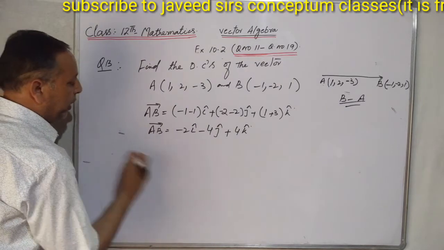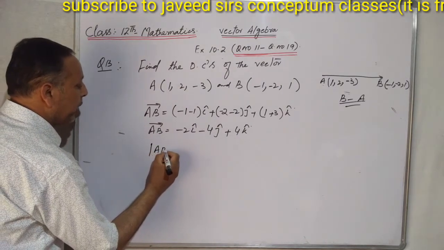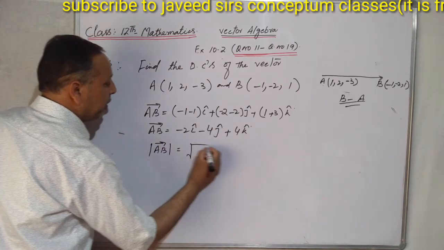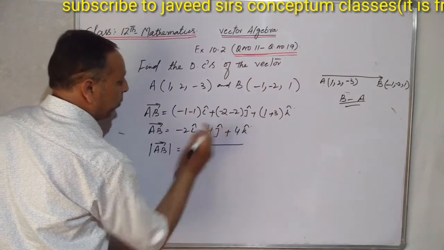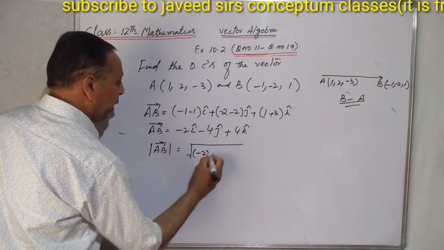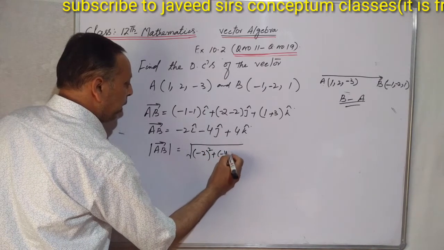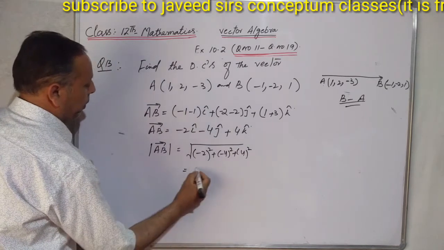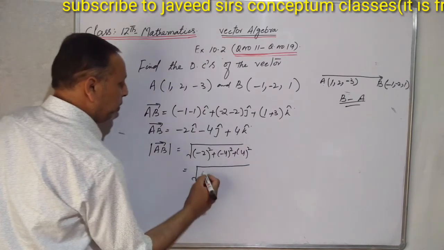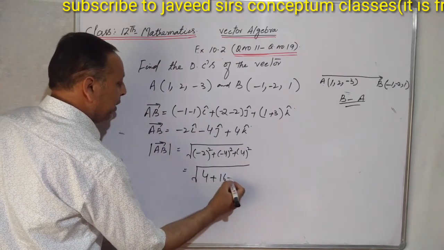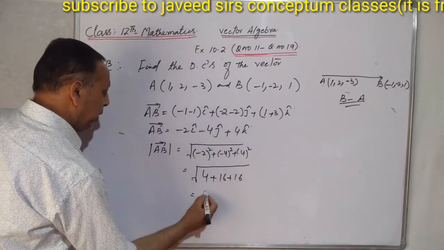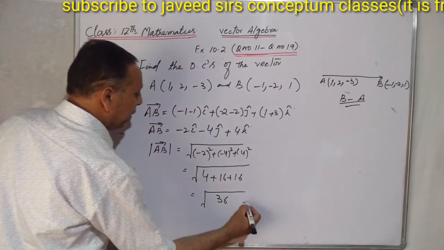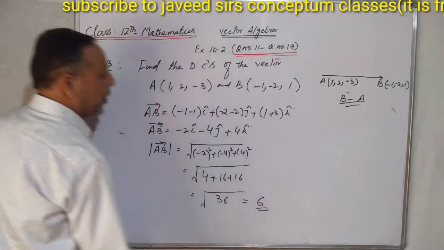Now, find the magnitude of vector AB. Magnitude of vector AB is under root of x square plus y square plus z square. Minus 2 square plus minus 4 square plus 4 square. It will be under root of 4 plus 16 plus 16, under root of 36. It is equal to 6.